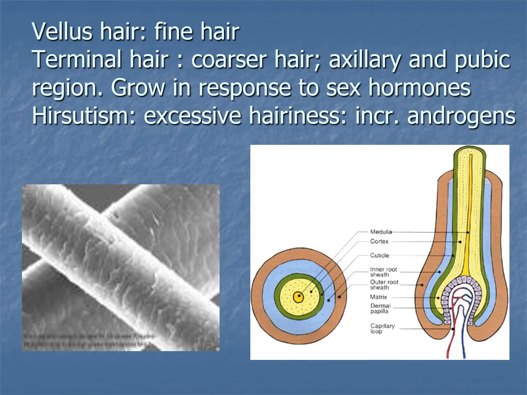Hair may be vellus hair or terminal hair. Vellus hairs are fine hairs, and terminal hairs are coarser hairs. In the axillary and pubic regions, hair may grow or increase in number in response to androgens.